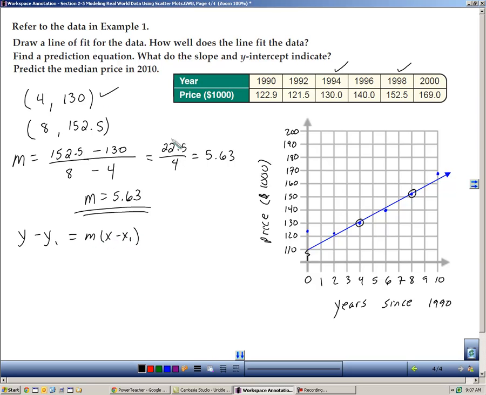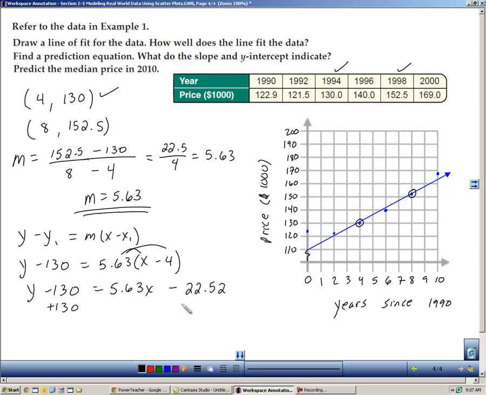Now I'm going to plug the rest of my information into the point slope form. I like the first point, so that's the one I'm going to use. y minus 130 equals my slope 5.63 times x minus 4. I'm going to distribute now and simplify. So 5.63x minus 22.52. I'm going to add 130 to both sides. So my final equation in slope-intercept form is y equals 5.63x plus 107.48.